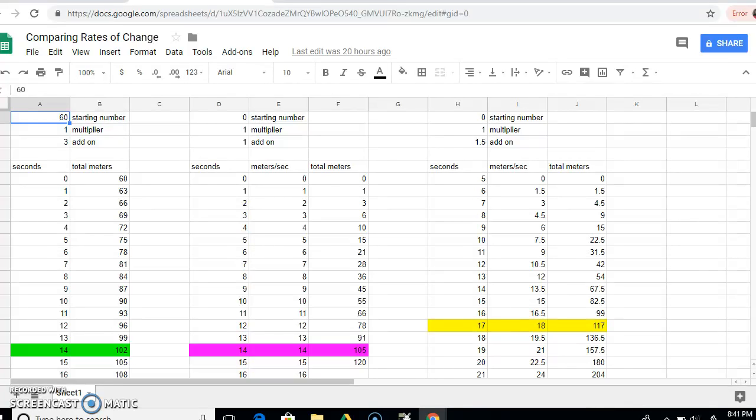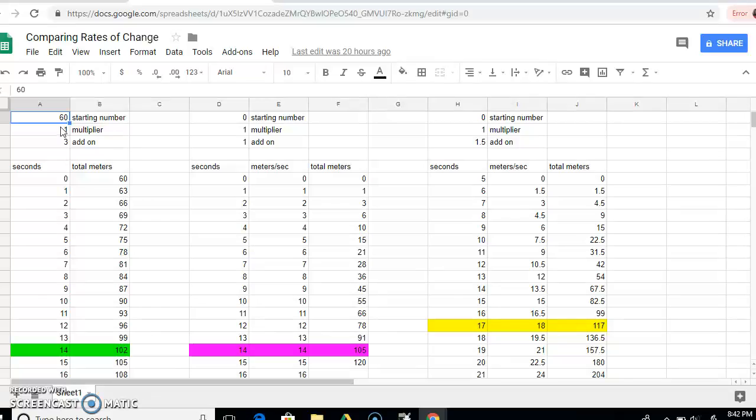Hello, so today we're going to do comparing rates of change, and we're going to use the children's story about the turtle and the hare, and this time we're also going to include the alligator. Well, in this story, it speaks of the turtle was given a 60-meter head start in a 100-meter race.